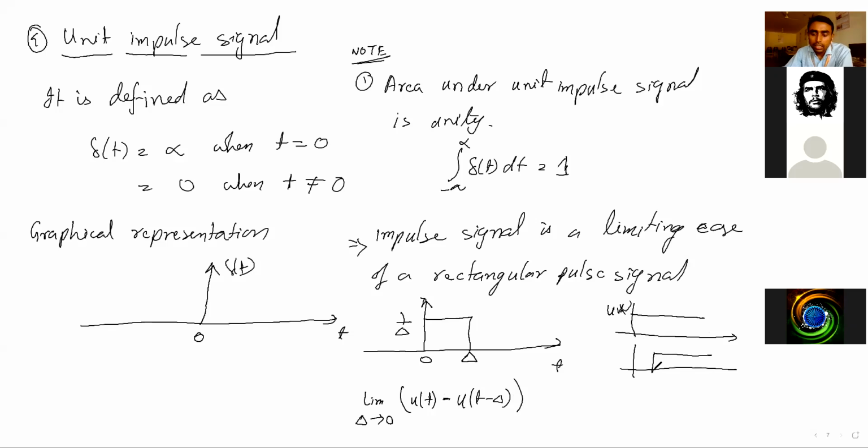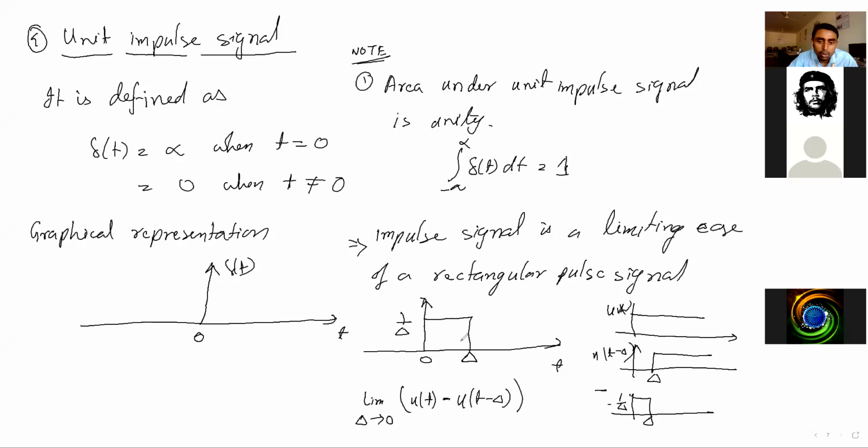It is represented by u. If it is delayed by delta, it is represented by u(t minus delta). Okay, when you subtract these two signals, we will find only this part. This part is nothing but this pulse signal, with amplitude 1 by delta. So that's why it is said that it is a limiting case of the rectangular pulse signal.